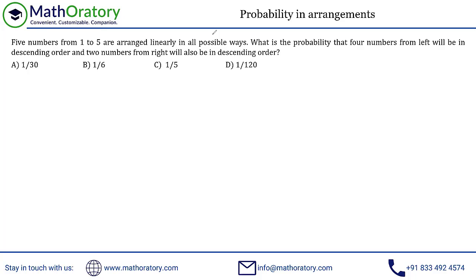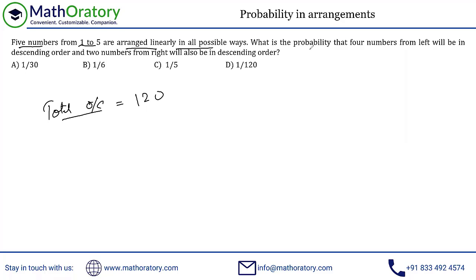So for example, in this question, we have these five numbers, 1 to 5. So 1 to 5 is fixed, and they are arranged linearly in all possible ways. So the total arrangements or the total outcomes in this case will definitely be 120, right? We have a total of five numbers which are arranged linearly. So that is 5 factorial, or 120.